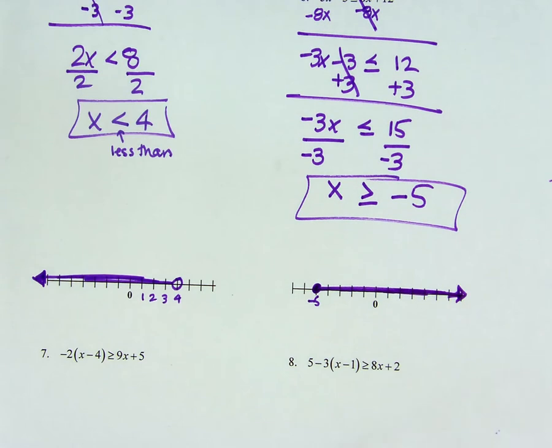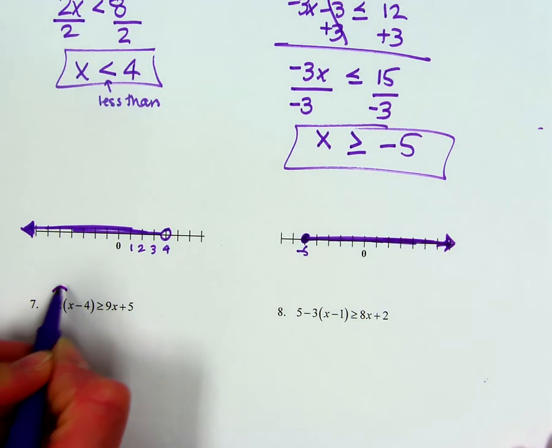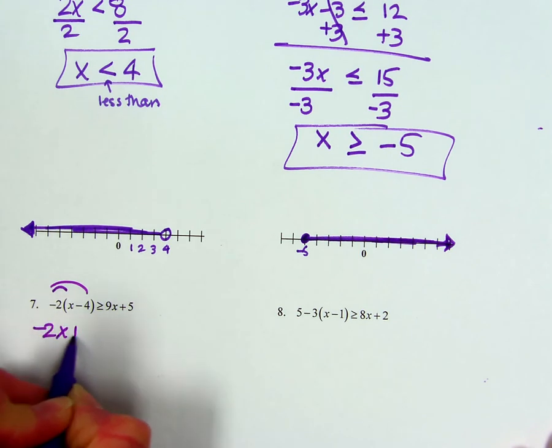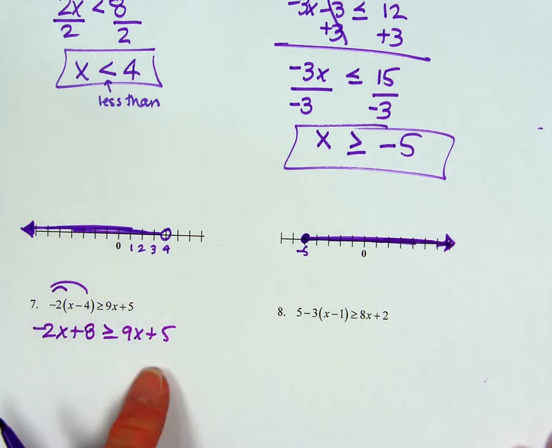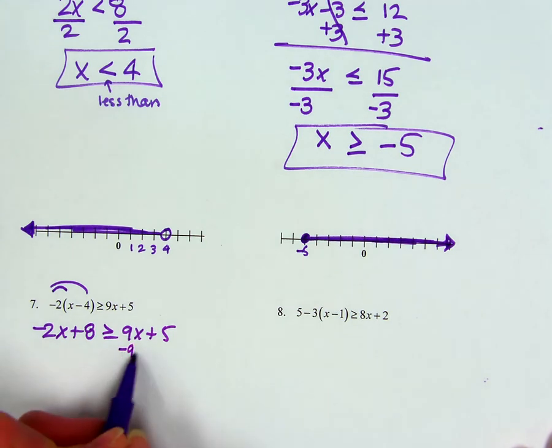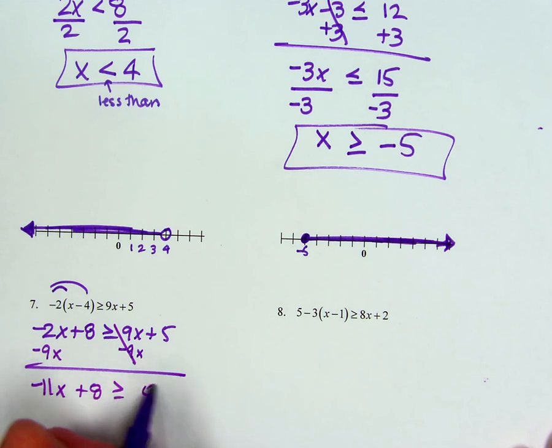All right, number 7 and 8 have distributive property in them, so you're going to distribute first. You have negative 2x plus 8 is greater than or equal to 9x plus 5. We don't have any like terms on the same side, so move your variables to the left. Okay, we have negative 11x plus 8 is greater than or equal to 5.